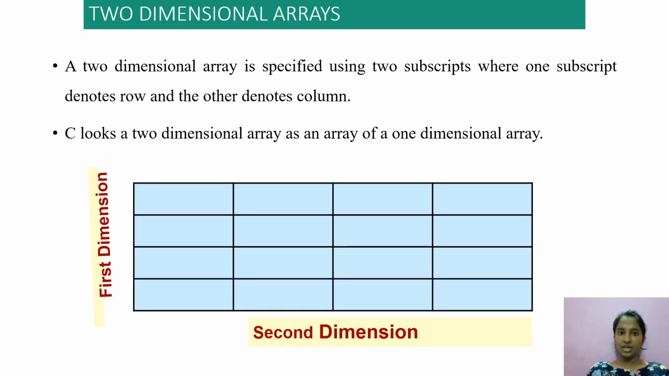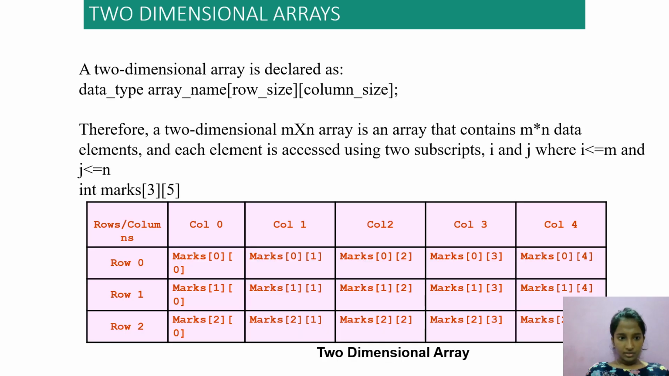Two-dimensional arrays. A two-dimensional array is specified using two subscripts where one subscript denotes row and the other denotes column. C looks at a two-dimensional array as an array of a two-dimensional array. Next comes a two-dimensional array is declared as, you need to follow this code while you are coding.